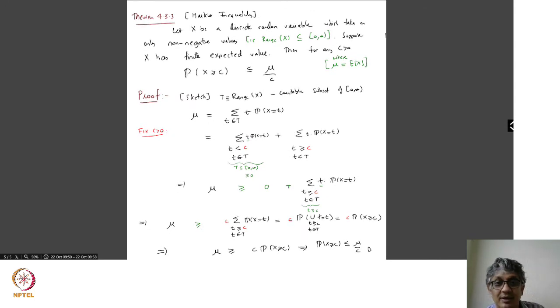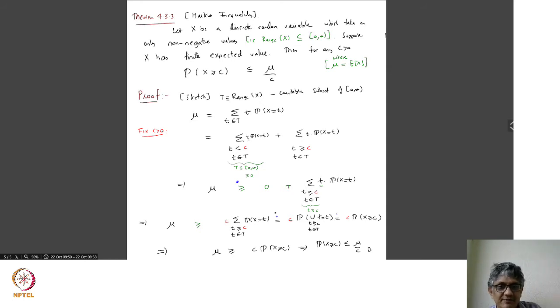That's a one-page proof. Crucially, we use the fact that it's non-negative because we throw the first sum away. So that's where we use the fact that the range is non-negative. That's a very crucial step. If the range is not non-negative, you can't throw that sum away. And in this part we use the fact that x is bigger than or equal to c. And then here we use the axioms of probability: the probability of a union of disjoint events is the same as the sum of the probabilities. That's the second axiom of probability.